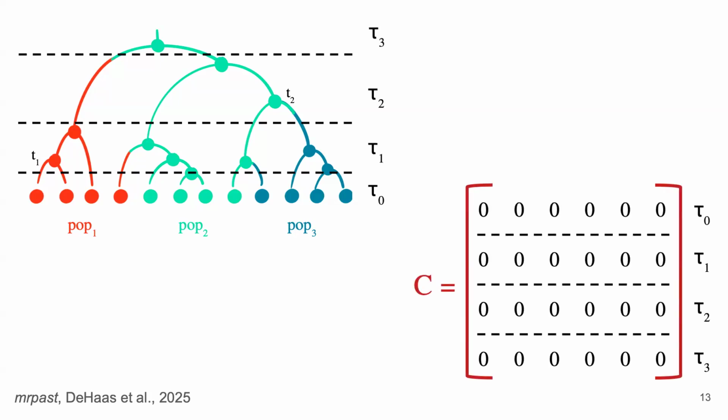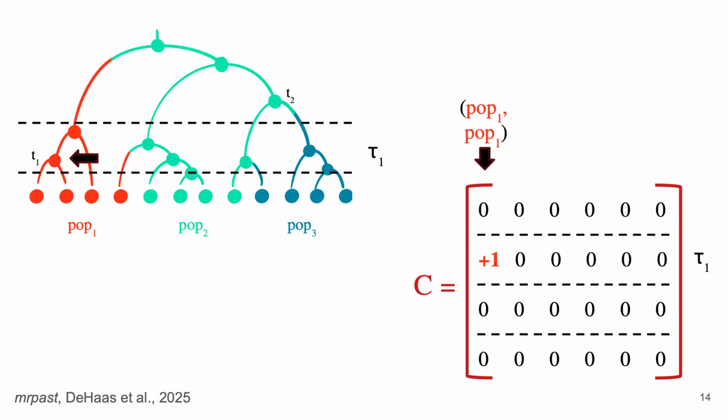So for example, let's say these are our time slices. We observe this coalescence time T1. This T1 represents a coalescence between one lineage in population 1 and a second lineage in population 1. Therefore, we would add a count to this time slice in this data matrix that represents coalescing in time tau1, and then add 1 in the entry representing a lineage coalescing in pop1 and pop1.